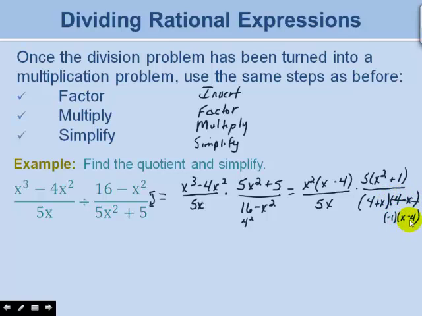So now we'll take all of those factors from both numerators and both denominators and multiply them together. So in our numerator we have x squared times x minus 4 times 5 times x squared plus 1. In our denominator, we have 5x times 4 plus x times negative 1 times x minus 4.